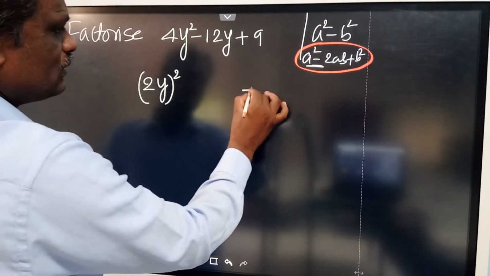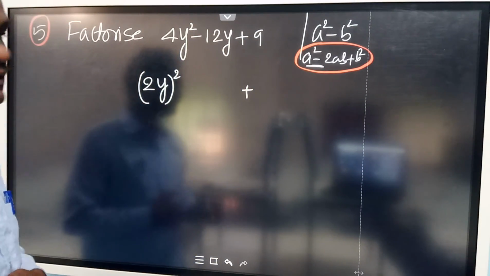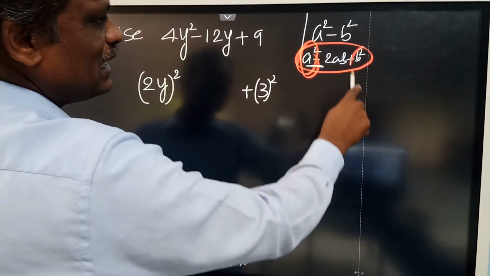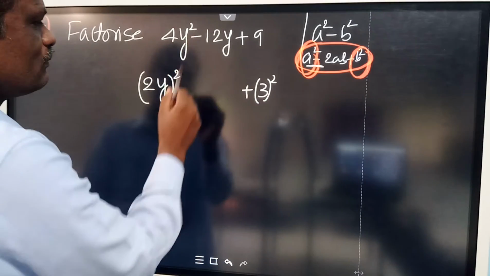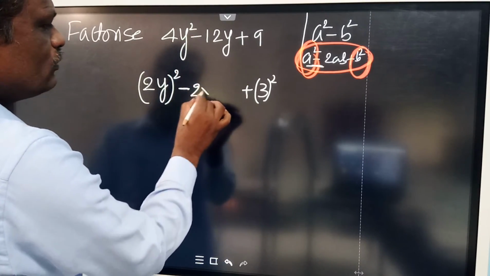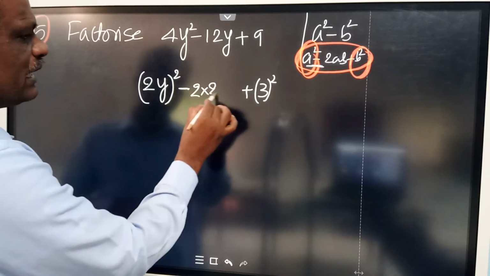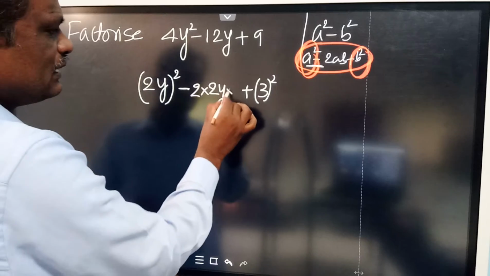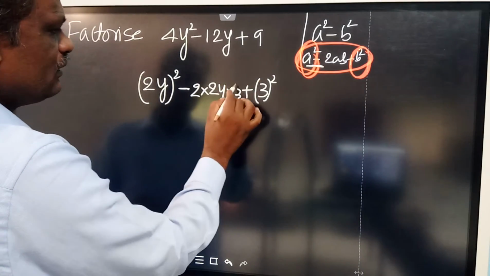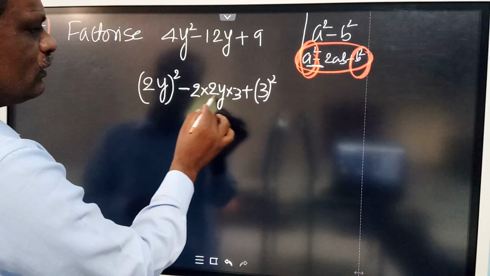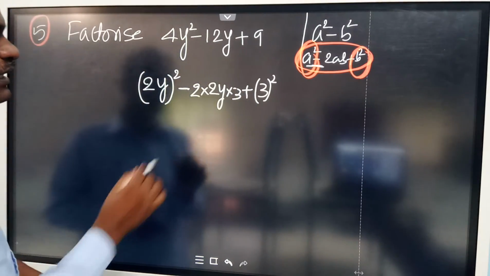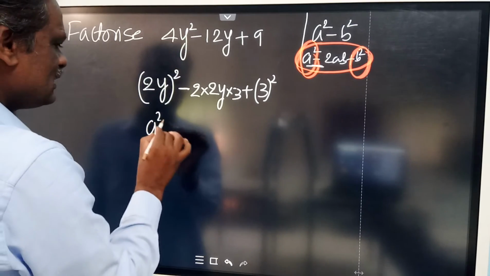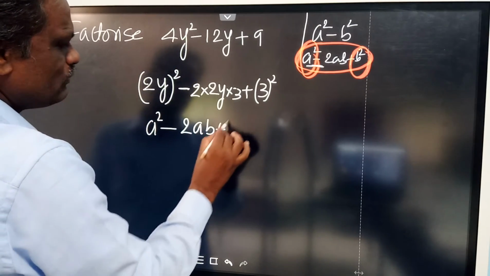Then come to the last term. This is 9, a square number. It can be written as 3 square. We got the first term a square and the last term b square. Then write the middle term, minus 2ab: 2 into a value 2y, into b value 3. Look at the last term to find the value of b, it is 3. If you multiply, you should get the middle term: 2 twos are 4, 4 threes are 12, 12y. So it is exactly in the same form, a square minus 2ab plus b square.